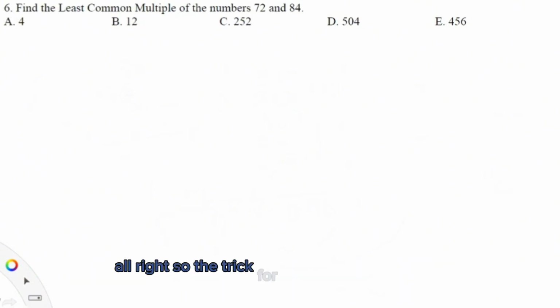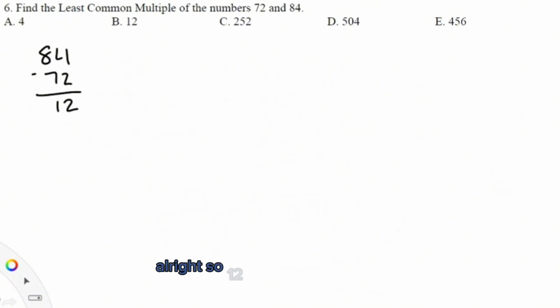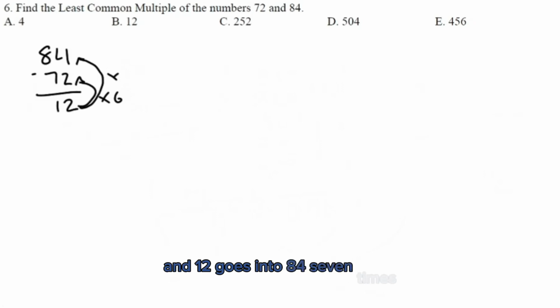Next, find the least common multiple of the numbers 72 and 84. Alright, so the trick for least common multiple, ironically, is actually to solve for the GCF first. So to solve for the GCF, we have to find the difference. So 84 minus 72, that equals 12. Alright, so 12 goes into 72 6 times, and 12 goes into 84 7 times.